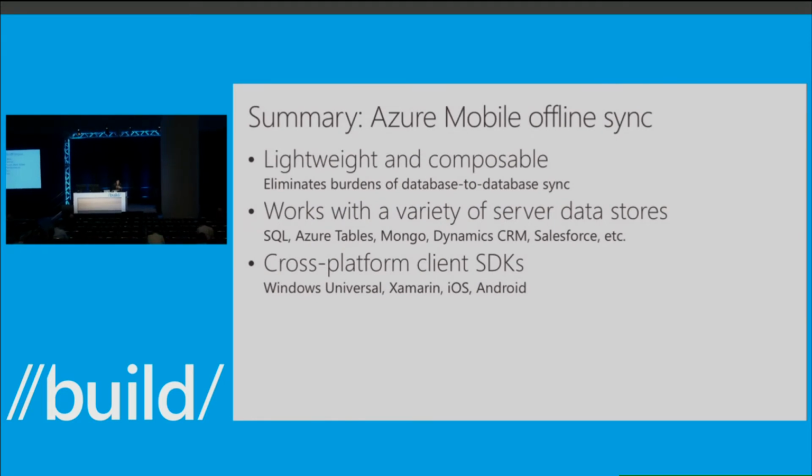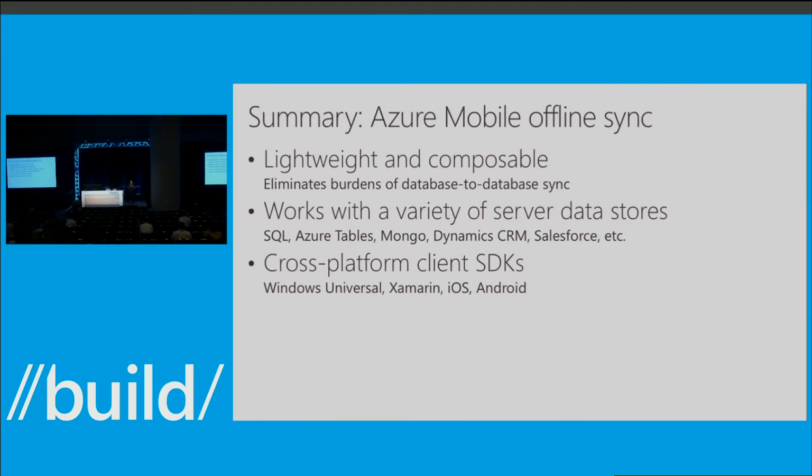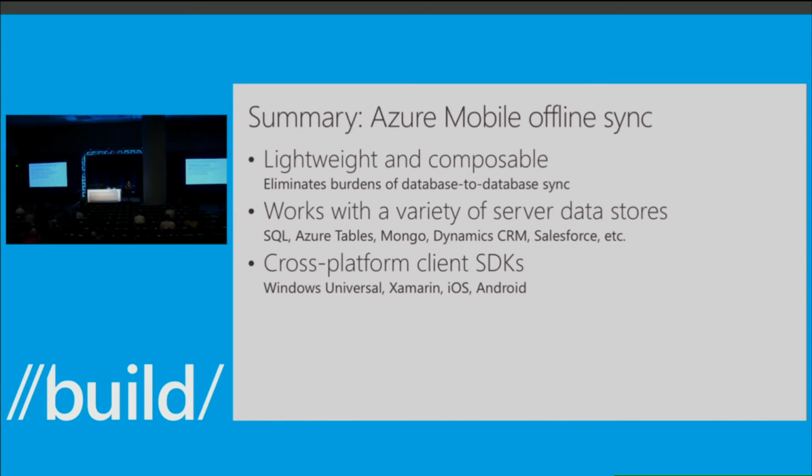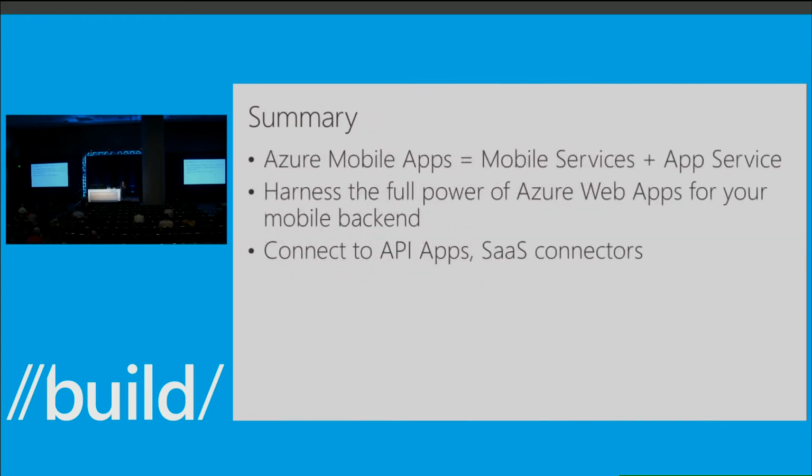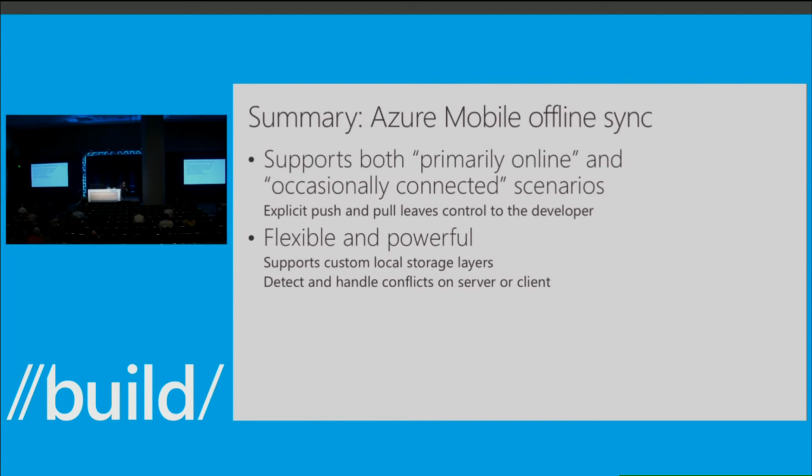All right, so to summarize. Offline sync is lightweight, it's composable, and it works with a bunch of data sources, even more than we had before. So I showed you Salesforce, it also works with Dynamics CRM, it also works with more interesting sources like Mongo or any custom API that you have. And we have cross-platform client SDKs, all of them support offline sync. We have client SDKs across many platforms, some of which are cross-platform SDKs. So you can write your code in Windows native, or you can write it in whatever you want. And like I said, you can do either kind of scenario, either primarily online or occasionally connected. And as a developer, you can decide how you want to implement things.